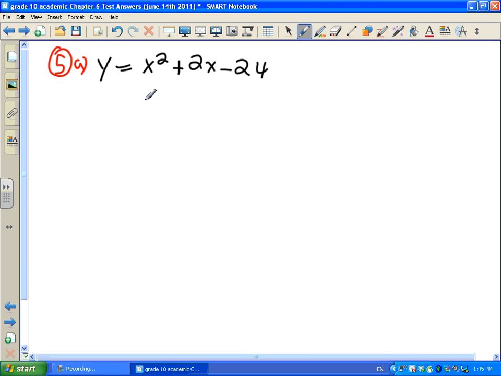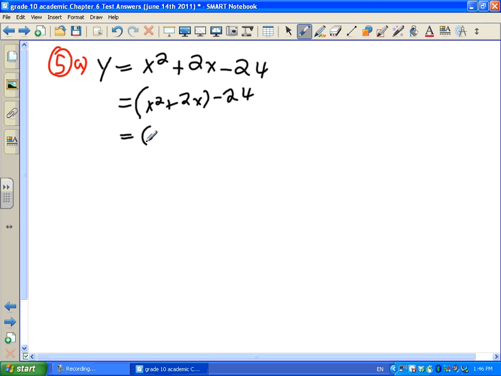Now the coefficient in front of x squared is just 1. So it's not going to make any difference when I take it out. So the next line is going to read equals, open bracket, x squared plus 2x, end bracket, minus 24. So what I've done is I've technically taken the coefficient out.